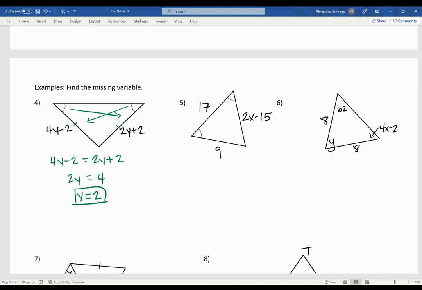This one has a little bit of a distractor to it. The sides across from the angles are those two. Those are the ones congruent. So I actually will not need 17 to find x. I'll just set 2x minus 15 equal to 9. So I get x is equal to 12.